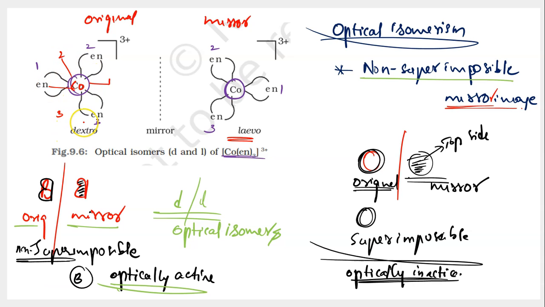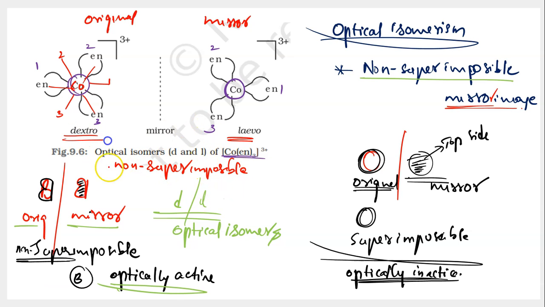EN2 and EN3 are also taking the same places, right? So the groups in the mirror image and the groups in the original are not matching with each other. Because they are not matching with each other, we call the condition non-superimposability. So this complex that you see here is producing non-superimposable mirror images. And any molecule that produces non-superimposable mirror images is called an optical isomer.